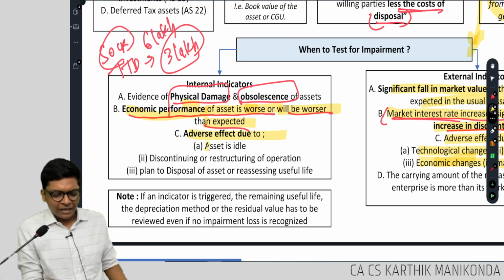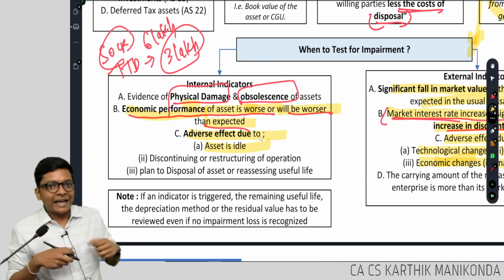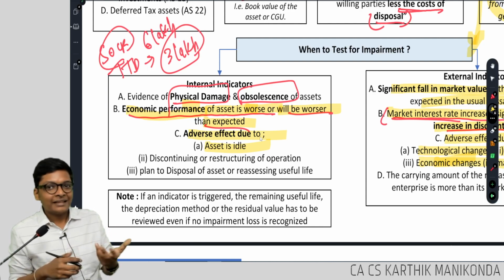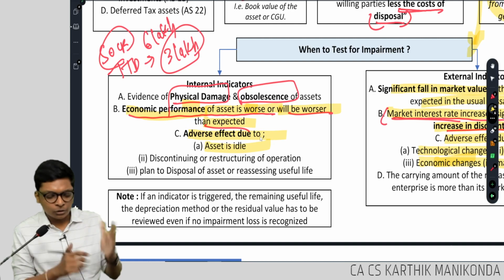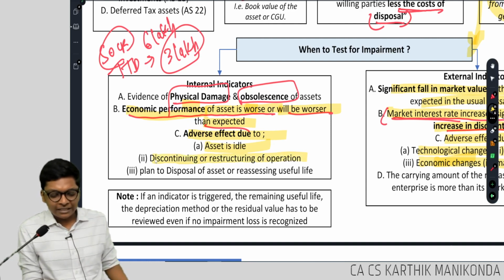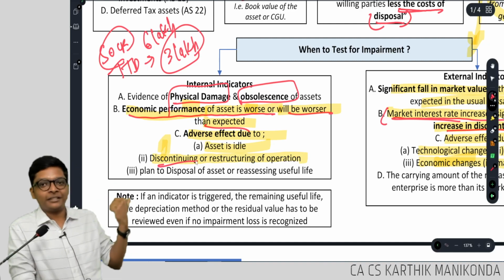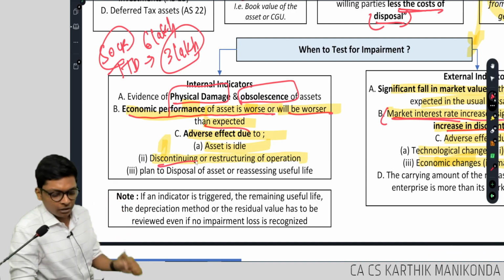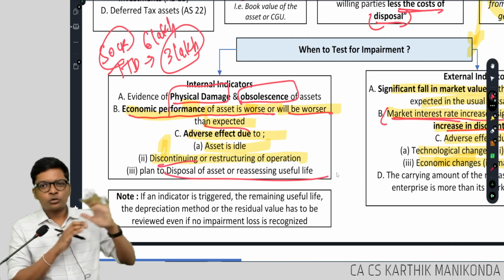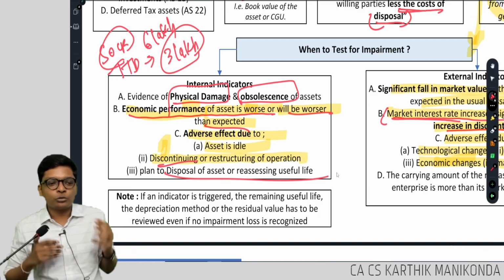Adverse effect due to asset being idle. If you don't use an Activa, what will happen? Rust will come, value will fall, so internal use. Discontinuing or restructuring operation. Discontinuing means AS 24, discontinuing operation. So you will check for impairment. Plan to dispose the asset. So these are triggers, guys, like symptoms to check for impairment.